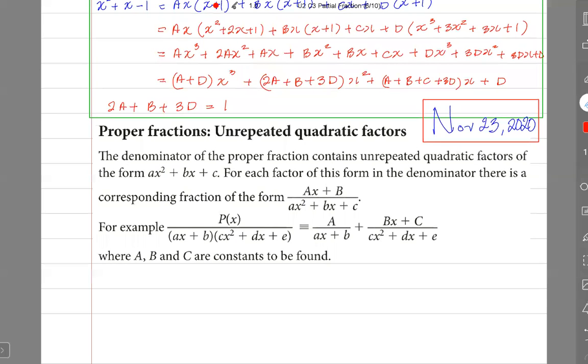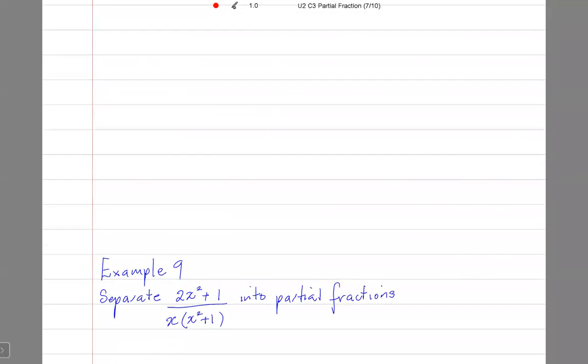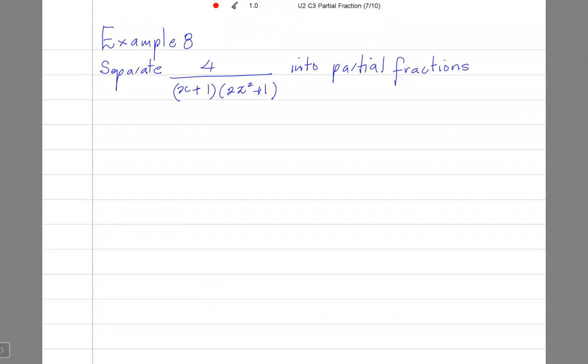All right, let's turn the page. All right, so here's one. Let me see if there's another. There's another. So let me do the first one. I'll do 8 and you will do 9. It says separate 4 over x plus 1 into 2x squared plus 1 into partial fractions.